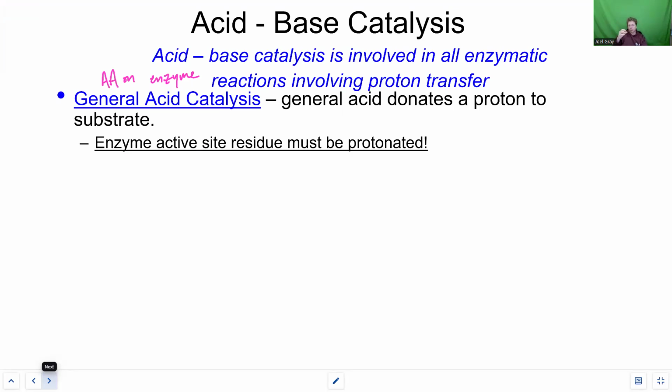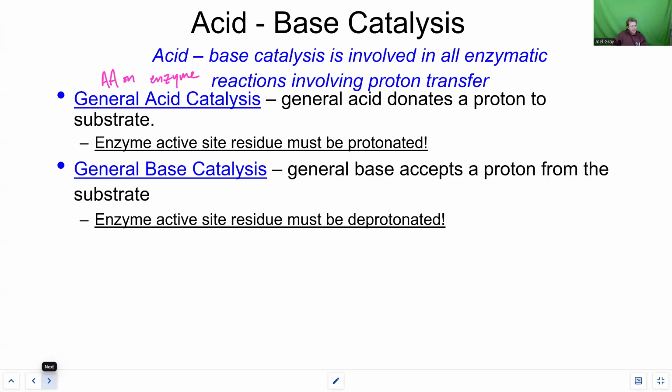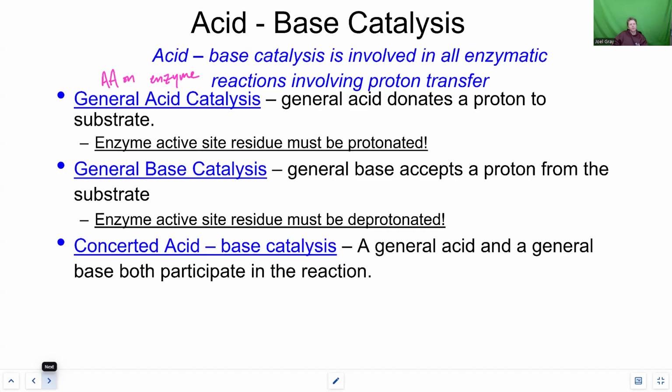So where the action is going to happen, the substrate binds, and right next to that is basically where the chemistry is going to take place. Now, general base catalysis is where a general base accepts a proton from a substrate. And you have an enzyme active site residue that must be protonated. Then last but not least, there's something known as concerted acid-base catalysis. A general acid and a general base must both participate in the reaction.